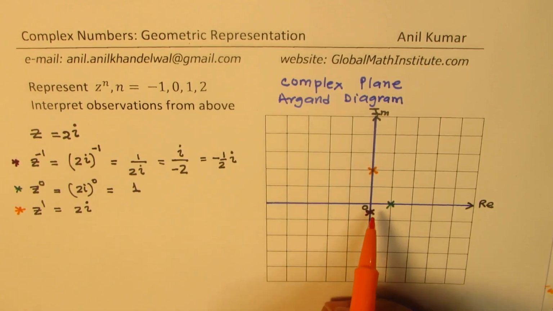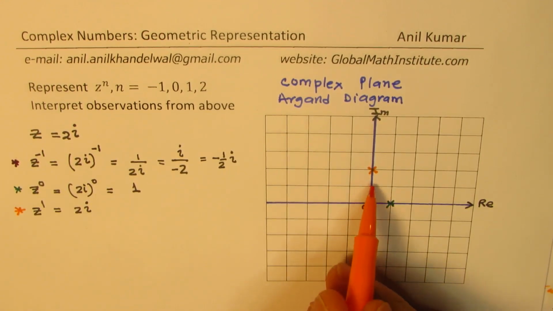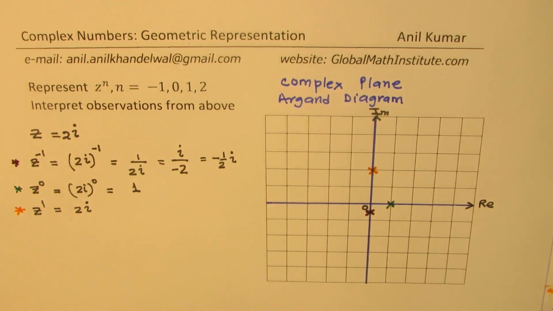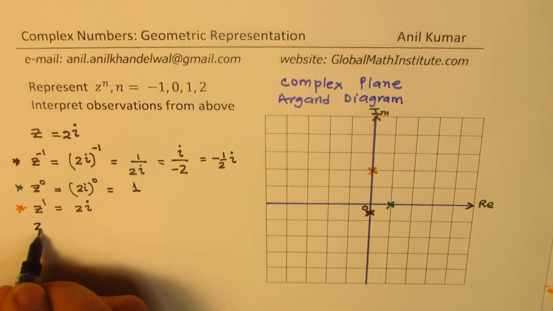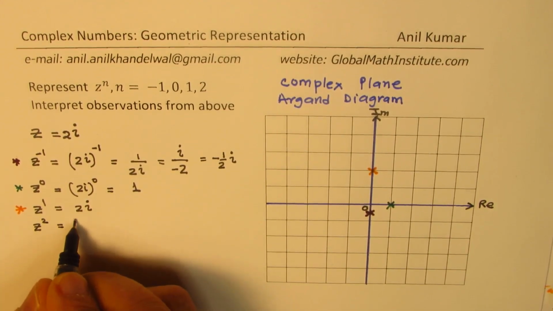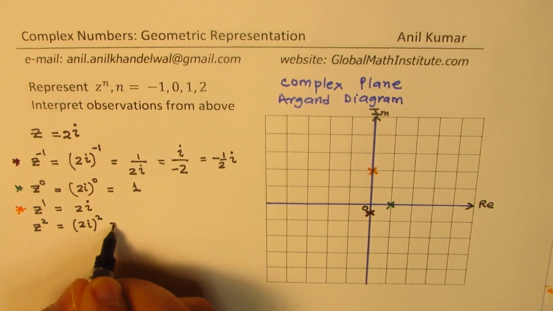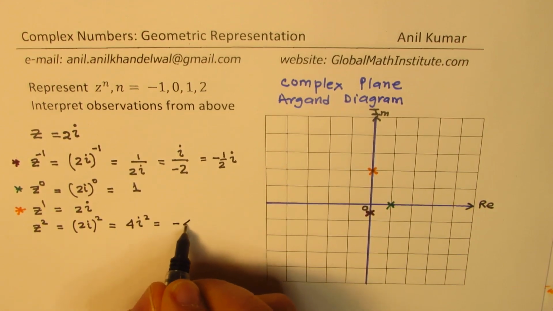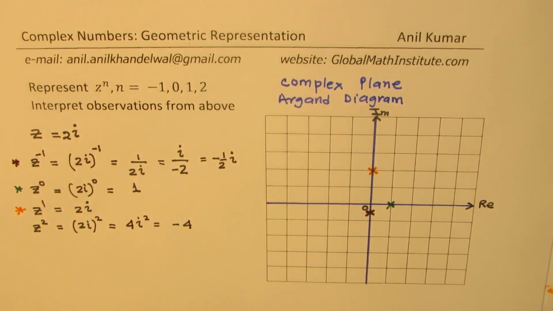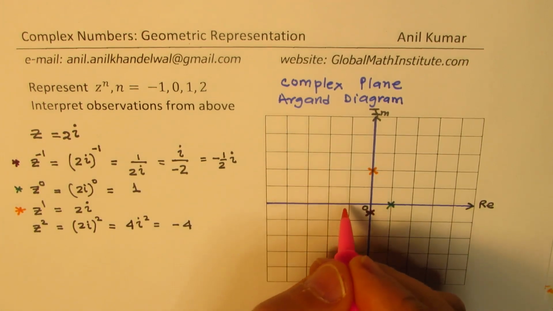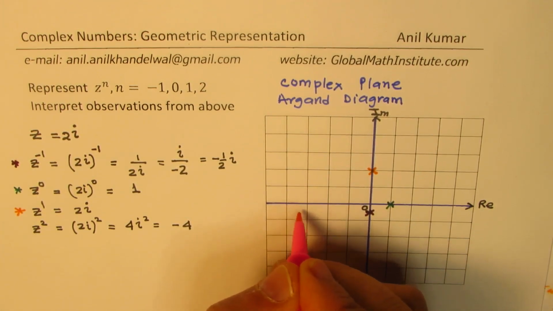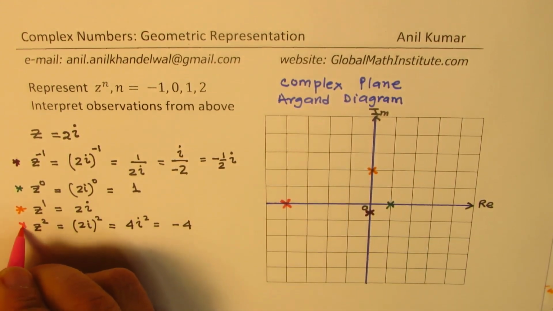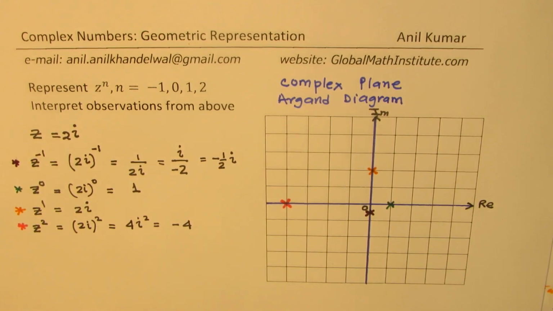So you can see that if you join it with the origin, we are actually moving by 90 degrees counterclockwise. Now let's take z square. That means 2i whole square, and that means 4i square, or negative 4. So this number, negative 4, will be represented 1, 2, 3, 4 on this side. 1, 2, 3, 4 right there. Is that clear to you? So that is the next position for us.